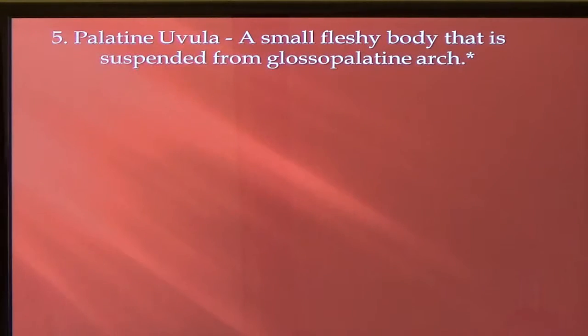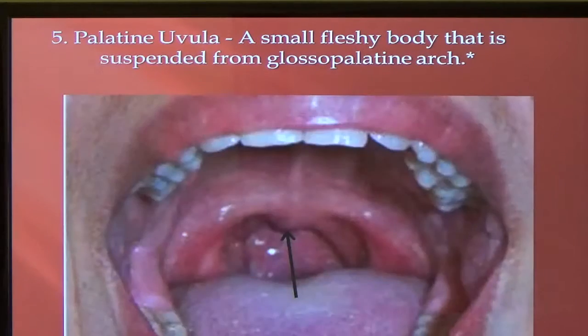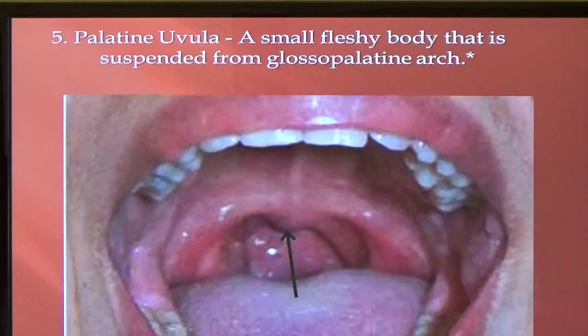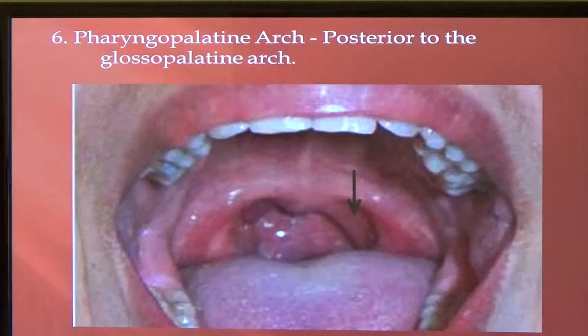The palatine uvula is that little dangling thing right in the middle that you have. This guy right here. That's the uvula. If you touch that with the suction, people gag. You want to stay away from the center of the throat. A small fleshy body that is suspended from the glossopalatine arch.